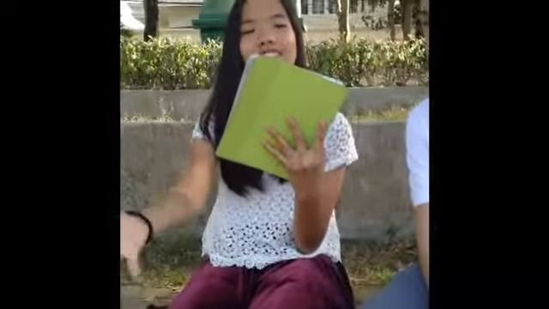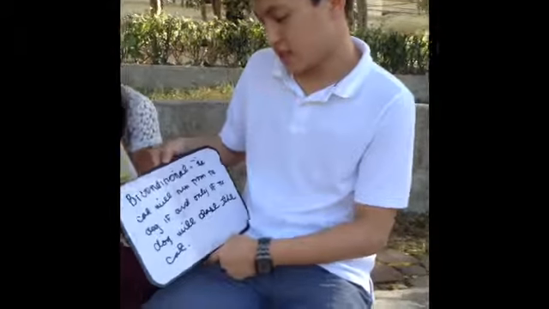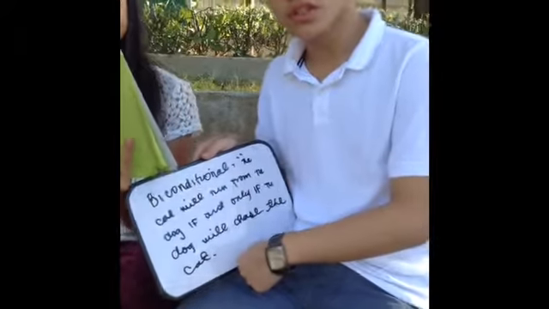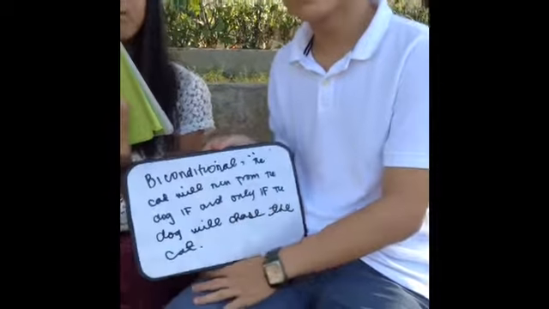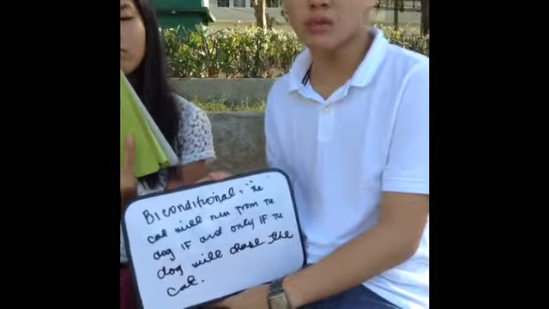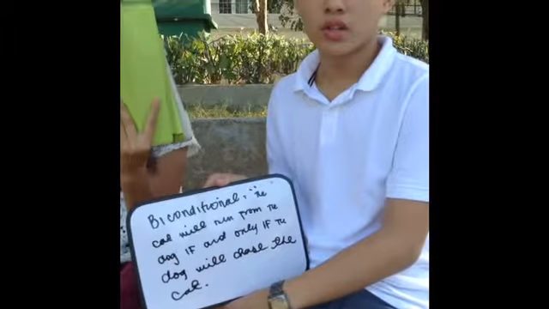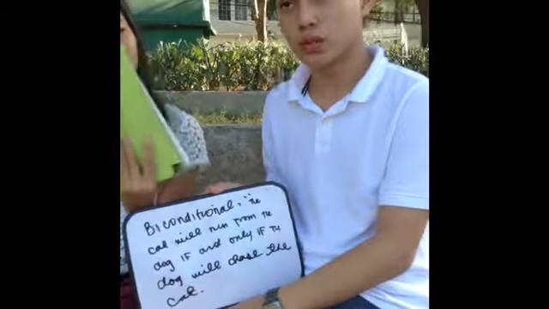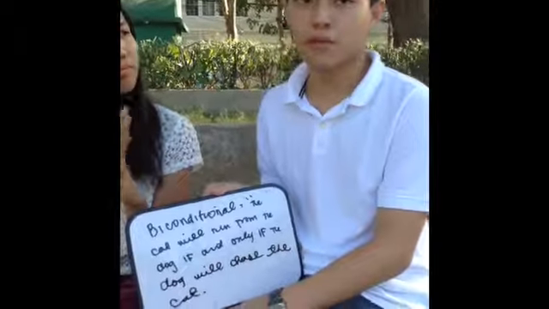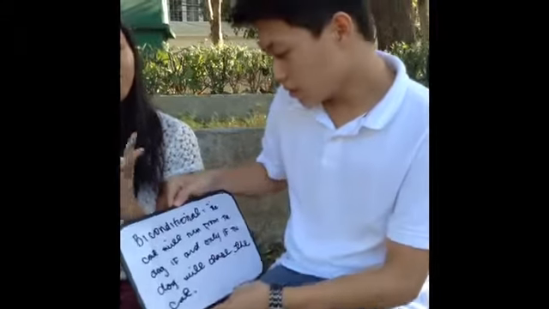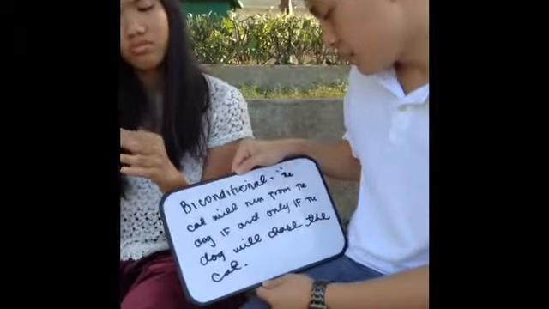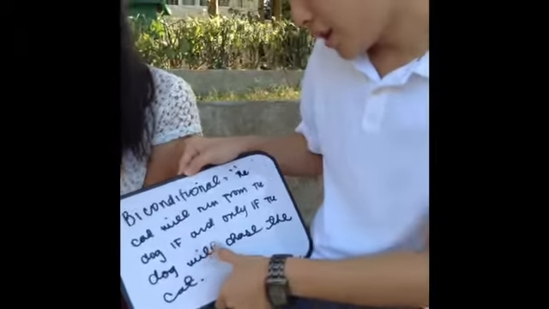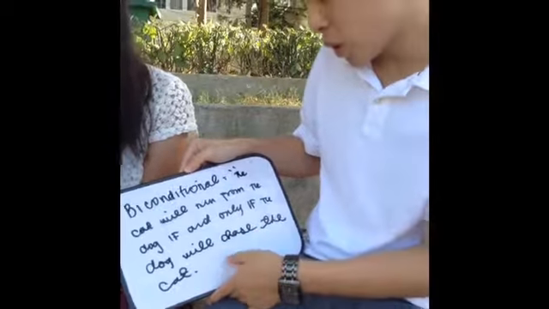What are biconditional statements? You can only form a biconditional statement if the conditional statement and the converse are both true. If one of them is not true, you can't form a biconditional statement. Here's the example: the cat will run from the dog if and only if the dog will chase the cat.